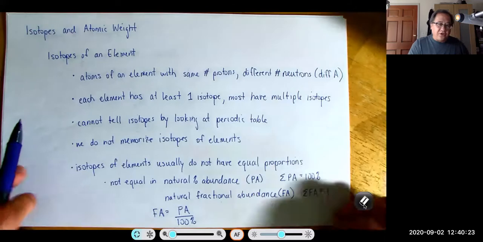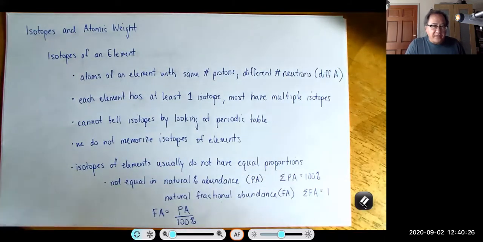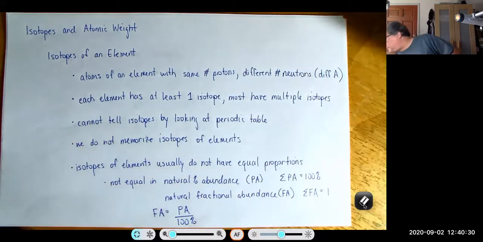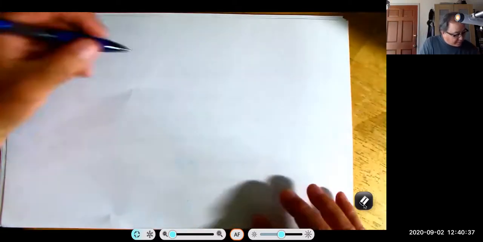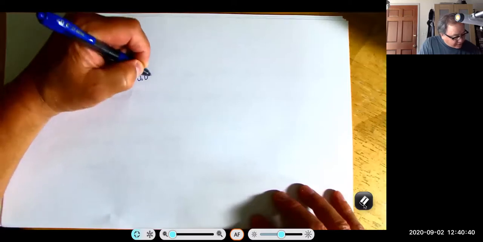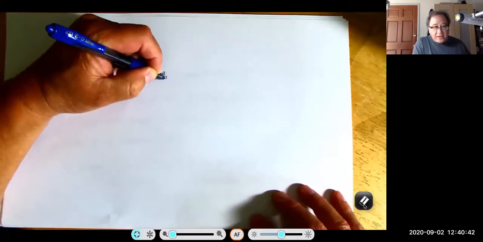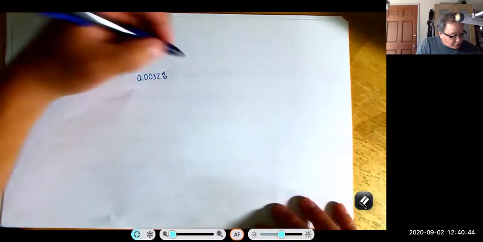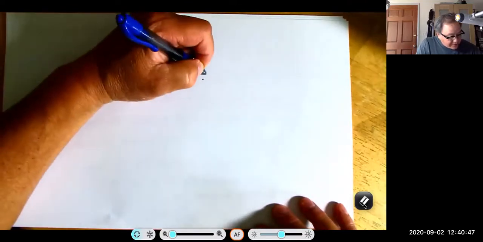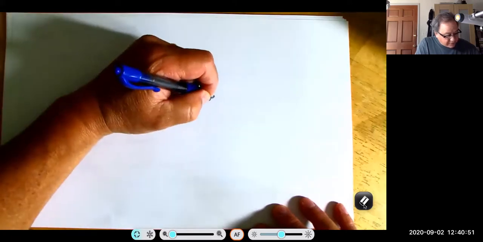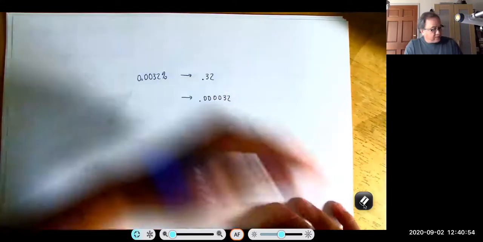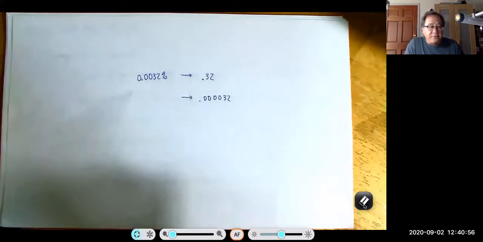One of the things I don't like is when people move the decimal over 2 places when they have a percent. And there's a reason for that. So I'm going to pull out a piece of paper here. Let's say that you have this number 0.0032%, and you want to move the decimal over. Your 2 choices are to make this 0.32 or to make it 0.000032. Okay, so you got to move the decimal over 2 places.